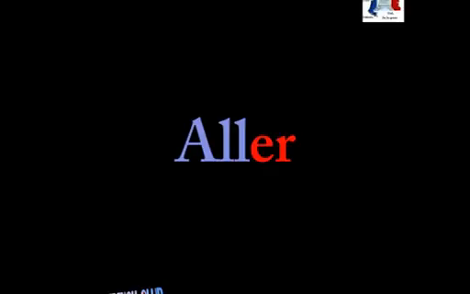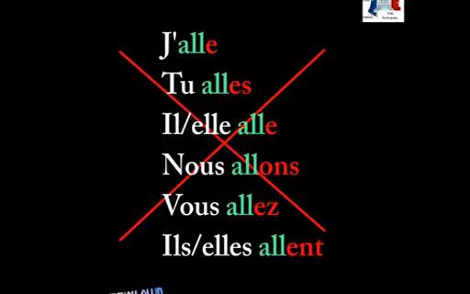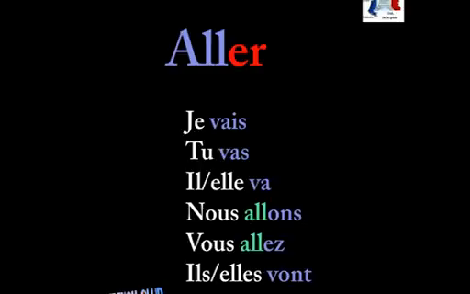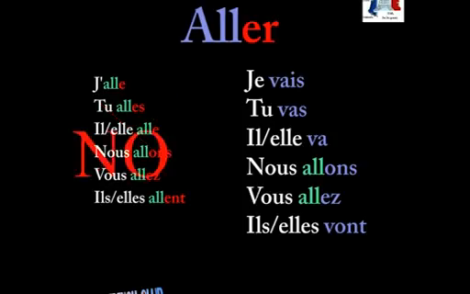Let's go for aller. I will never say je alle, tu ailles, il aille, nous allons, vous allez, ils allent. We never say that. We say je vais, tu vas, il va. Nous allons, vous allez, ils vont. We're changing the root. Instead of having je aille, tu ailles, il aille, we're having je vais, tu vas, il va. We've gone far away from what we had originally.